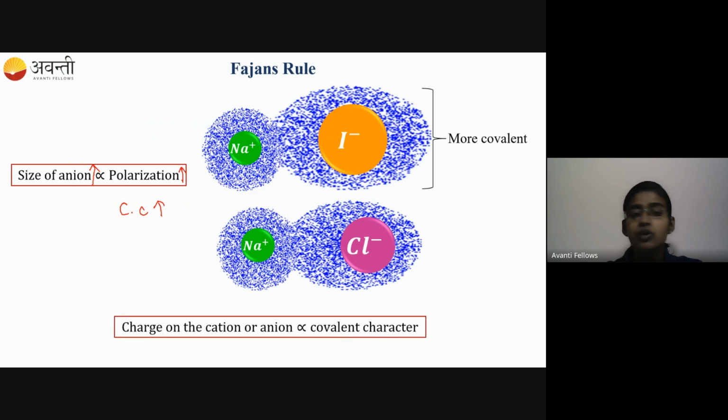One more relation is also there. Charge on the cation or anion is directly proportional to covalent character. If the charge is more, covalent character is also more. For example, if I take sodium plus and calcium 2 plus. Now you see here sodium plus and this is calcium 2 plus. If the charge is more, covalent character is more. So that is this relation.